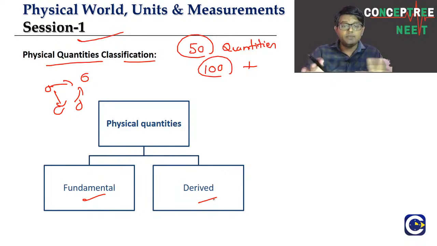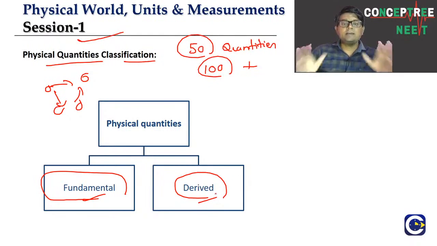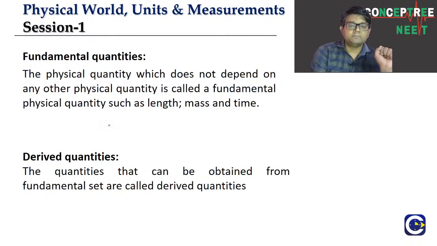I'll tell you the definition a little bit later. But look at the classification first. What is the classification? All the physical quantities are divided into two categories: fundamental is one, derived is the other. So we are dividing all the physical quantities into these two categories. The fundamental category first, and second the derived category. And when this classification is done, what is the basis? What is the basis on which the classification is done? Look at the basis carefully.